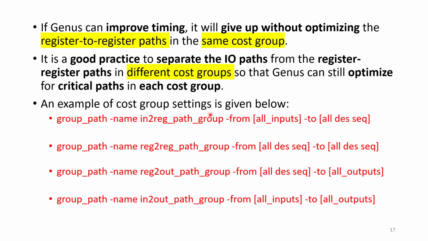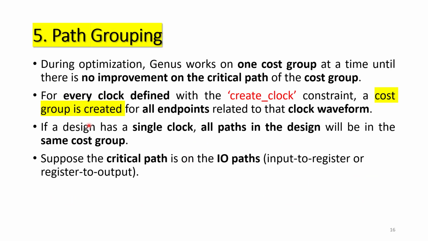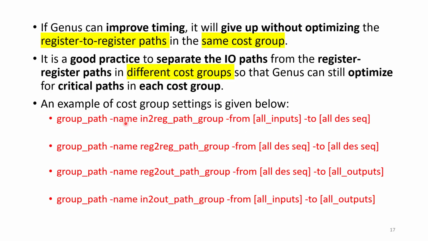An example of cost group settings is given below. These are the commands you have to use for path grouping. With group_path, you give a name using the -name switch, for example input to register path group. This is input to register, this is register to register, register to output, and input to output. And you have to use the -from and -to switches. Input to register means from all_inputs, to registers means all_sequential. This is what you have to use.